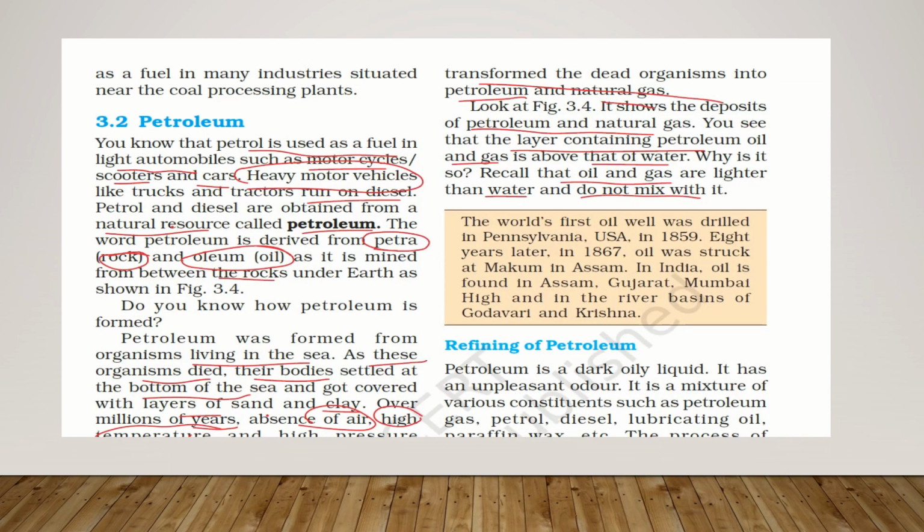The first oil well was drilled in Pennsylvania, USA in 1859, and 8 years later, in 1867, oil was struck in Makum in Assam. In India, oil is found in Assam, Gujarat, Mumbai High, and in the river basins of Godavari and Krishna.